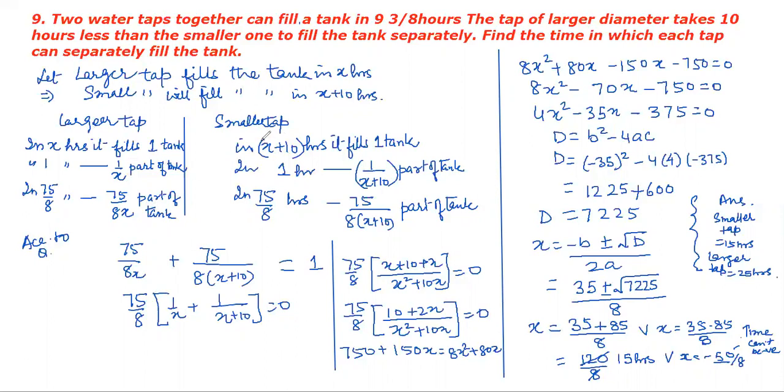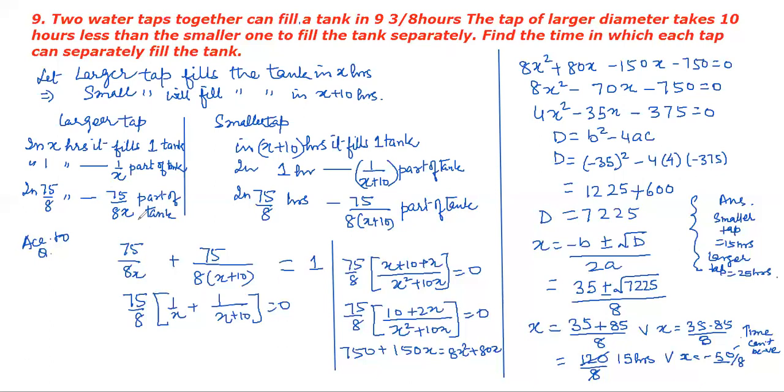Similarly, the smaller tap is taking x plus 10 hours to fill the full tank. So in 1 hour, it will fill 1 upon x plus 10 part of the tank only. And in 75 by 8 hours, it will fill 75 by 8 into x plus 10 part of the tank. So this much part of the tank is filled by the larger and this much part is filled by the smaller. But it is said that if both of them work for 75 by 8 hours, the whole tank is filled.